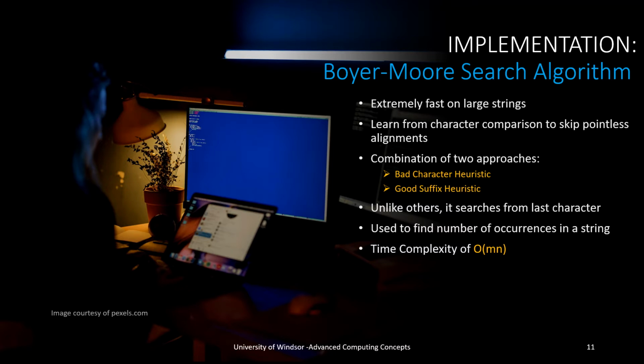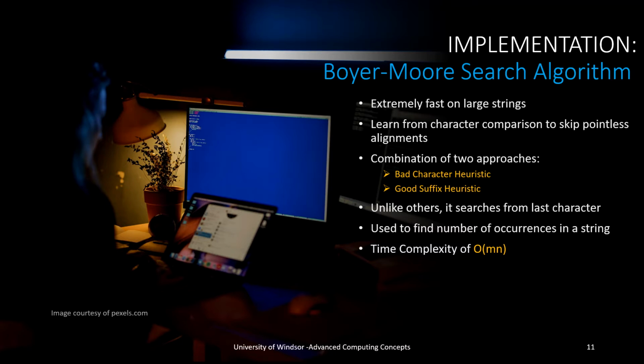One interesting feature of the Boyer-Moore algorithm is that it scans the characters of the pattern from right to left, beginning with the rightmost character. The Boyer-Moore algorithm is a combination of the following two approaches. They are the bad character heuristic and the good suffix heuristic. Each of them is used independently to search the pattern.